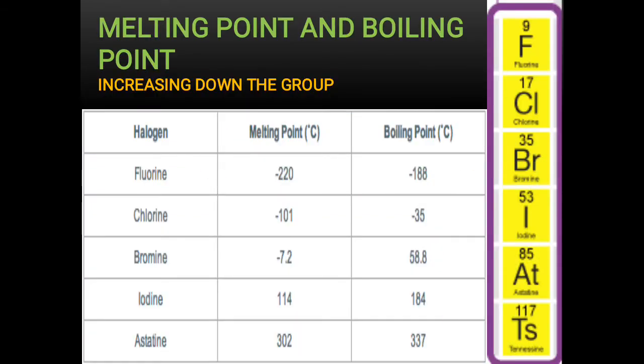So not only the color and the physical state, we can also study the trends of melting and boiling points. As you see, when we go down the group, the melting points are increasing. Same is the trend for boiling points. So we can expect the melting point or boiling point of some element down the group, for example of astatine.